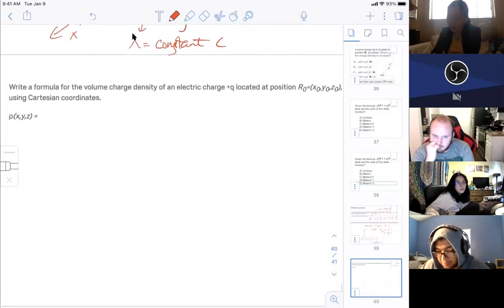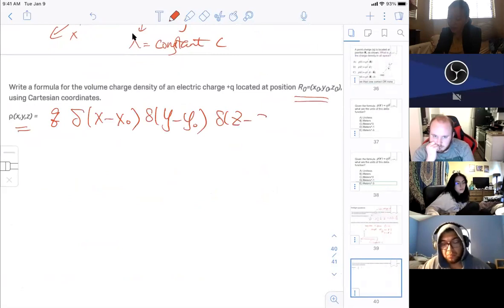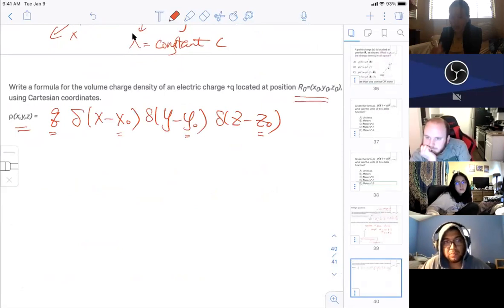And the next one, write a formula for the volume density for this location. Now I need Q, of course, but it's located where? At x equals x naught, y at y naught, and z at z naught, because only at this location do I have the charge. Everywhere else is 0. And you can see that it's a delta function for volume charge density because I'm representing a particular point charge in space and looking at the volume charge density.